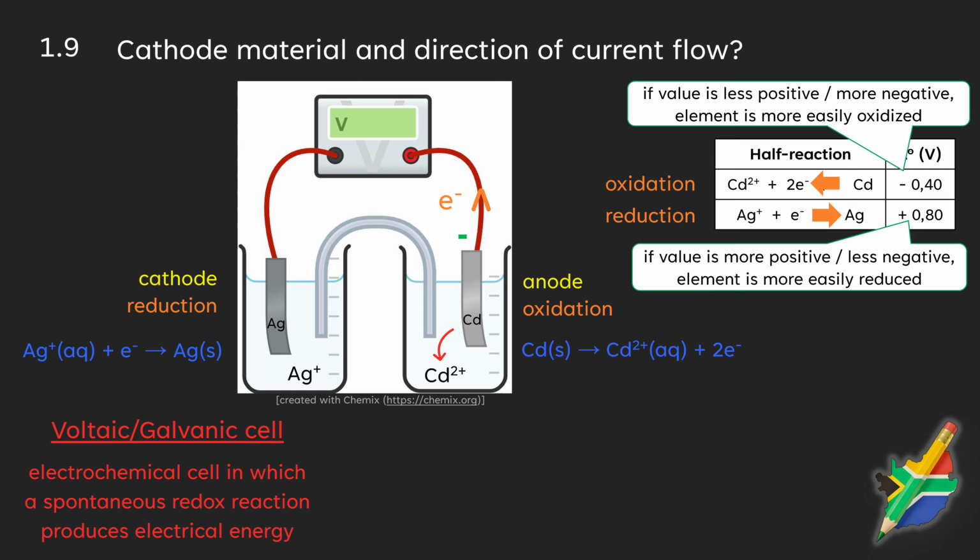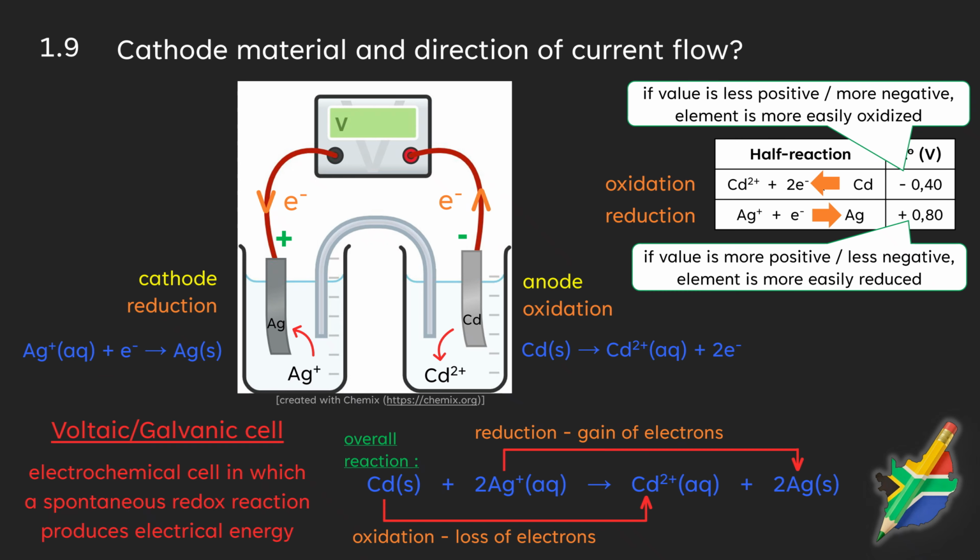Over time, the mass of the cadmium electrode will decrease as ions are lost into the solution. This is the oxidation half reaction which occurs. The other electrode, the cathode, is the positive electrode, which receives electrons from the wire. Positively charged silver ions in solution each gain an electron and are reduced to silver metal atoms, which plate onto or deposit onto the cathode. So the mass of the cathode increases over time. This is the half reaction for the reduction process.